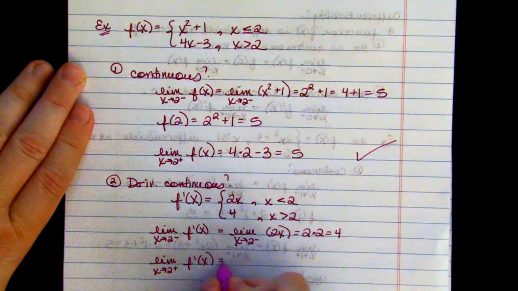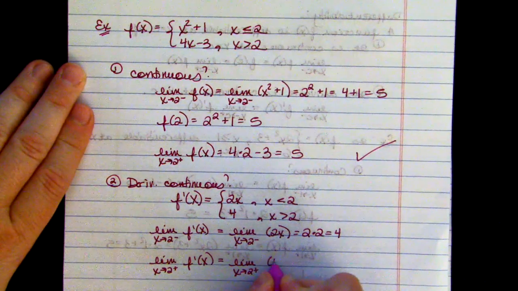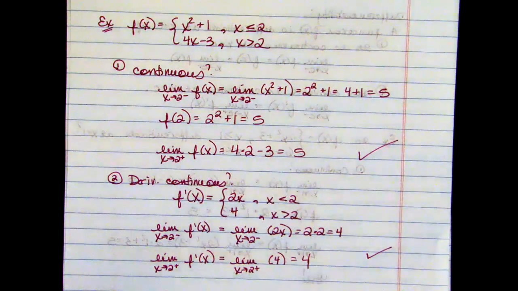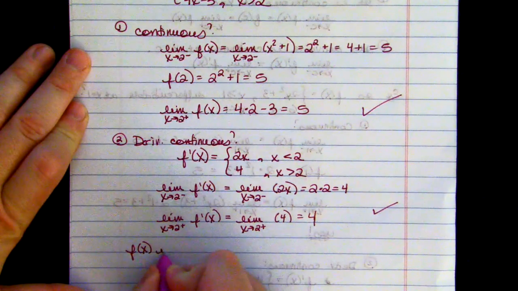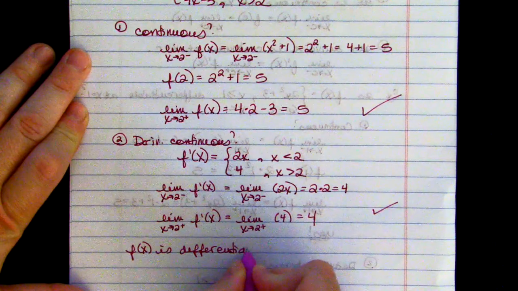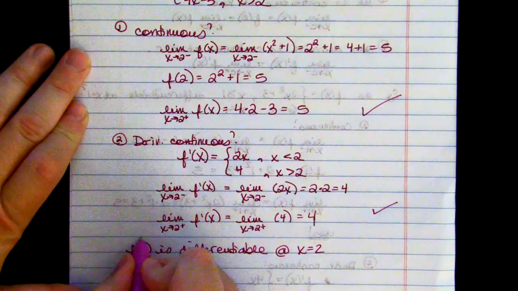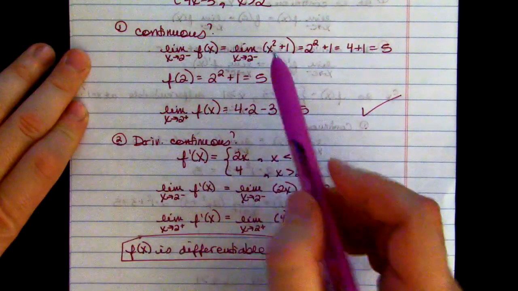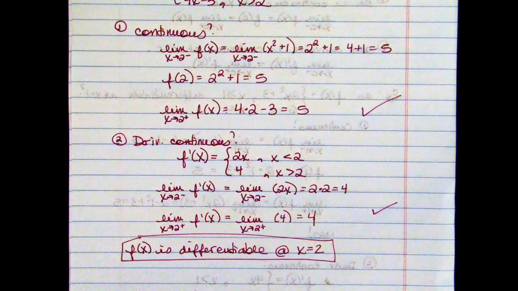Getting 4 for that one. Over here, the limit as x approaches 2 from the right of the constant 4 is 4. Those things are equal. Looks like my derivative is continuous. My original function was continuous. So yes, f of x is differentiable at x equals 2. And actually, because the original function was continuous everywhere else, and the derivative is continuous everywhere else, I'm differentiable everywhere.